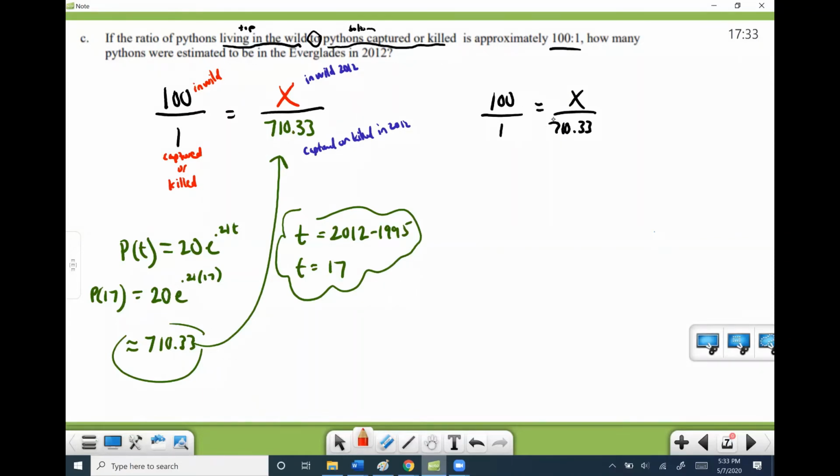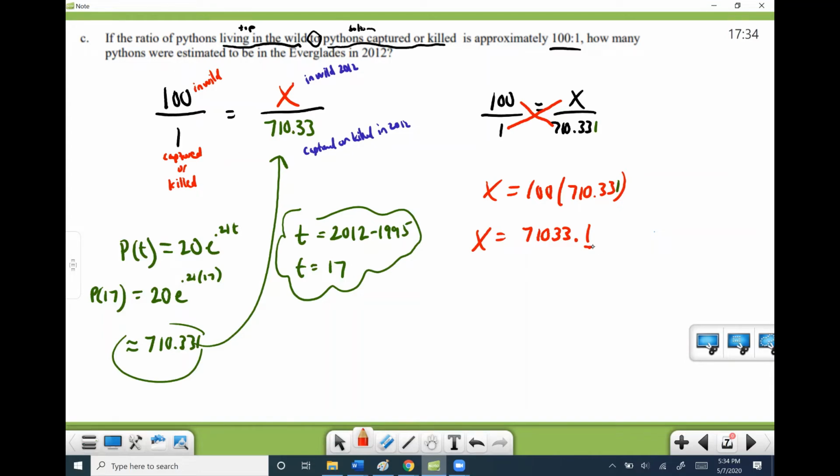Do you guys remember how to solve this? You cross multiply. So you're going to do x times 1, and you're going to do 100 times 710.33. We might even do one more decimal digit. What was after the 3? It was a 1. Let me put one more decimal digit on this, a 1, a 1, a 1, because then that gets you this on your calculator when you do the math: 71033.1.